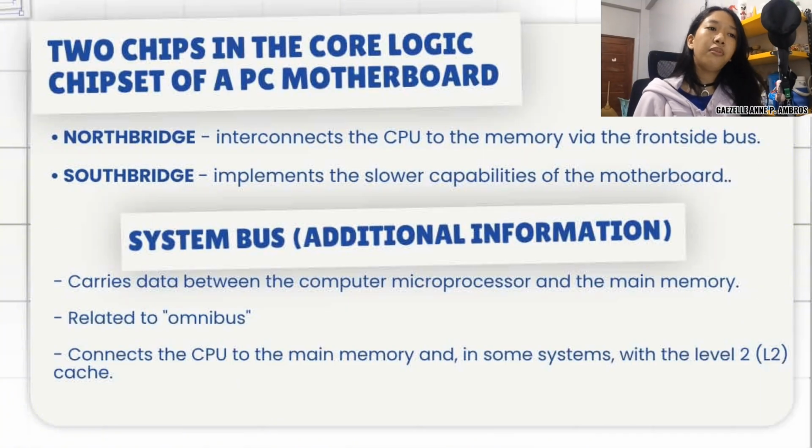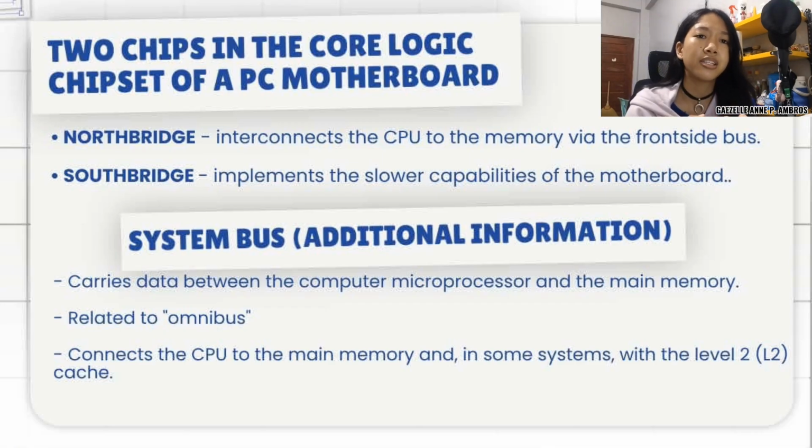And within the motherboard, we have two chips in the core logic chipset of a PC motherboard, which are the North Bridge and the South Bridge. The North Bridge is the controller that interconnects the CPU to the memory via the front side bus. It can also connect the peripherals through high-speed channels. And of course, we also have the South Bridge, which implements the slower capabilities of the motherboard.